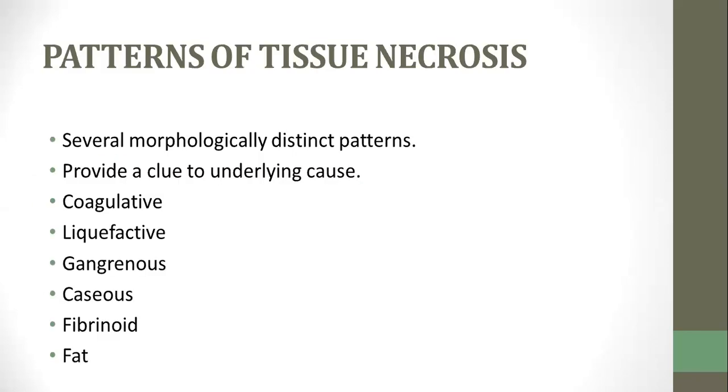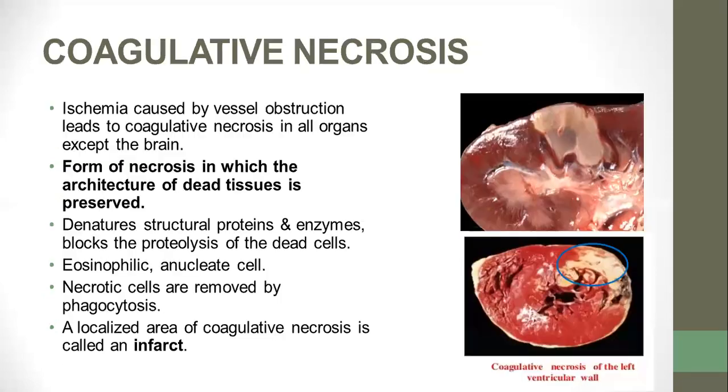These are the various patterns of tissue necrosis, and they have been divided into different patterns because they are morphologically distinct and they provide a clue to the underlying disease. These are coagulative, liquefactive, gangrenous, caseous, fibrinoid, and fat necrosis.